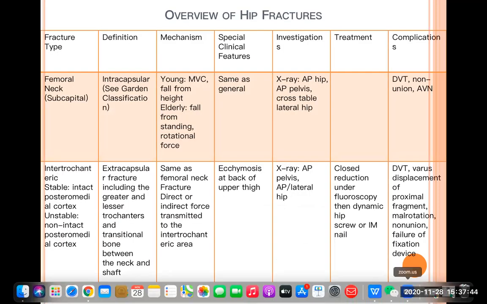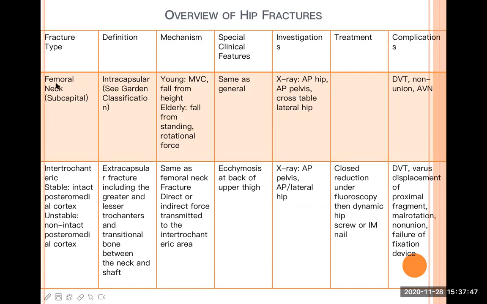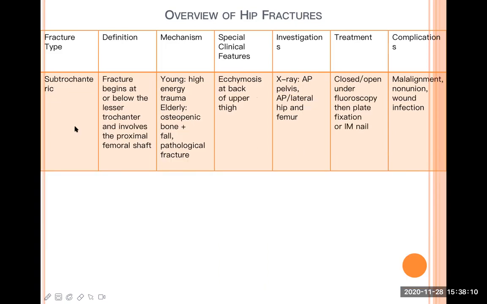Okay, this is the overview of the hip fracture. See this, there are 3 important types of fracture which are mentioned here: femoral neck or subcapital fracture, intertrochanteric fracture, and the subtrochanteric fracture. So these are the things you can do on your own. These are the definition, these are the mechanisms of the fracture, investigation and different treatment as well as complication. It is about the subtrochanteric fracture here. Okay, so with this, let me stop this discussion now.